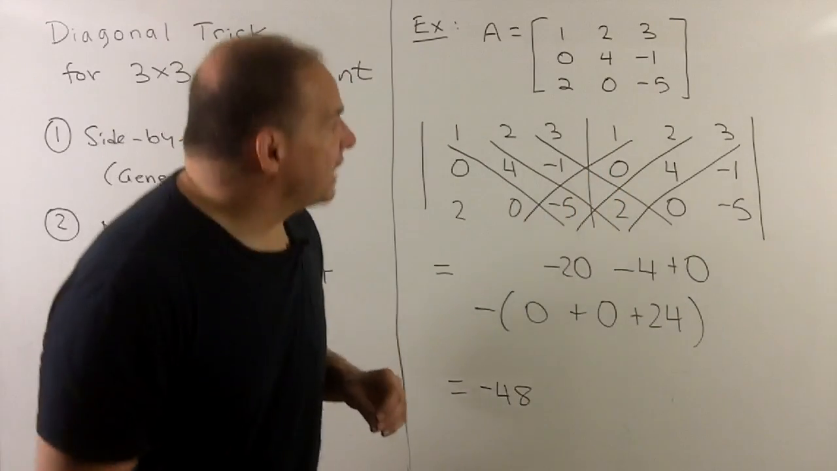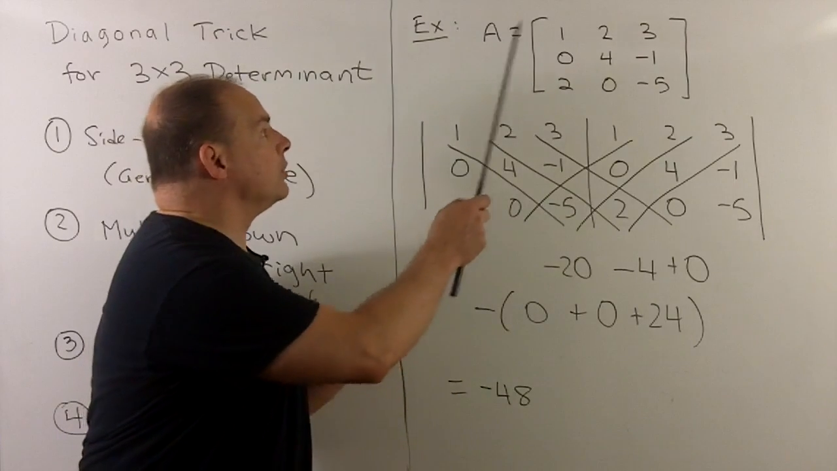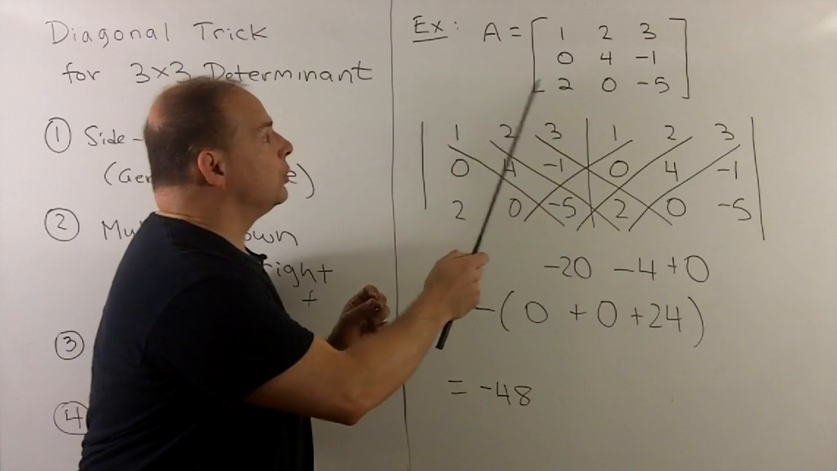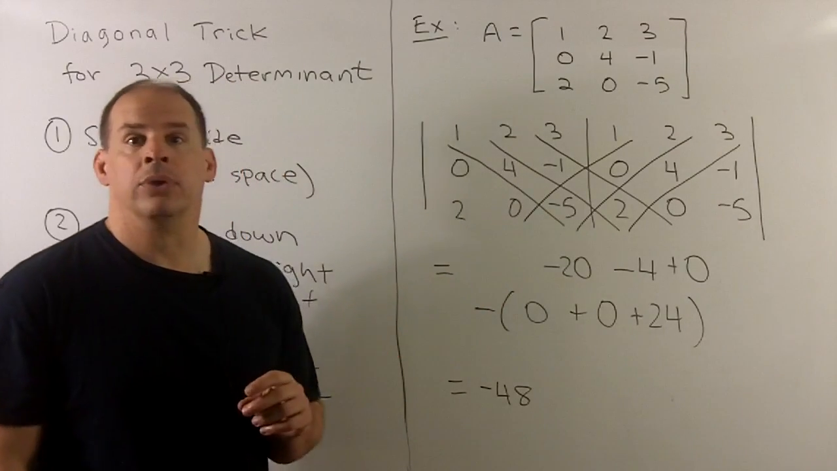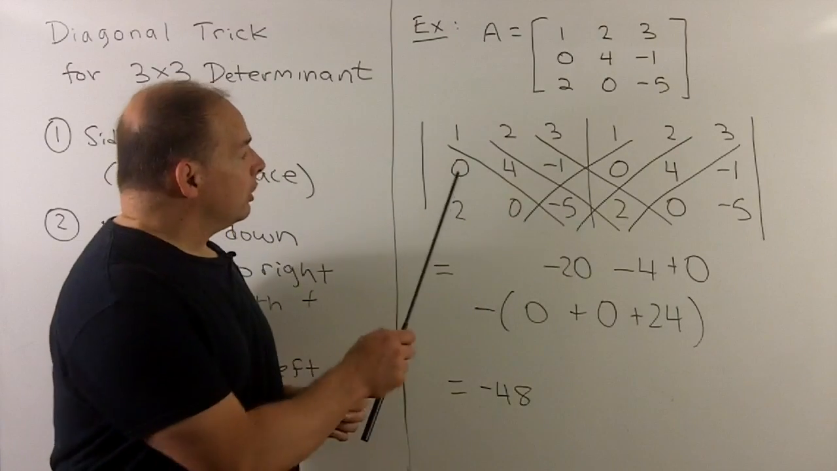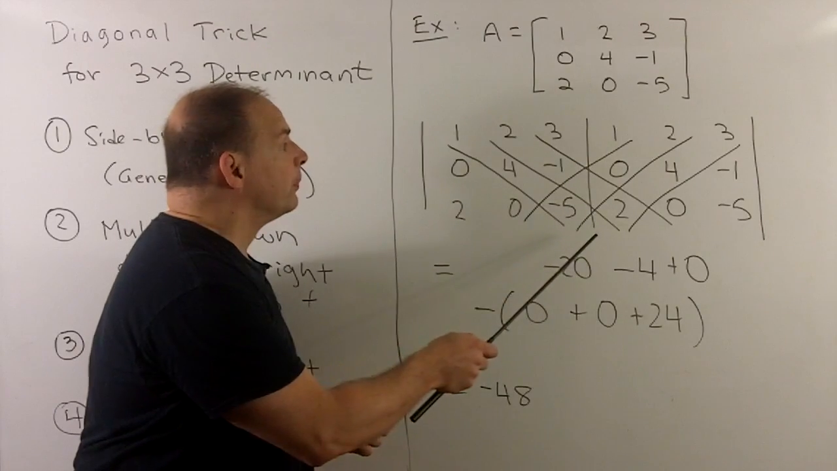Now, for an example, let's consider the following matrix A. So I have row 1, 1, 2, 3, row 2, 0, 4, minus 1, row 3, 2, 0, minus 5. We put the matrix A next to itself. Note, I have enough room to clearly indicate the 6 diagonals.